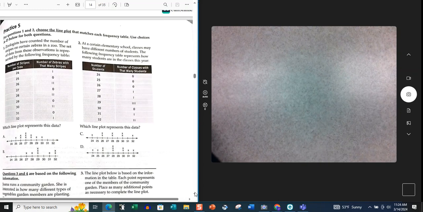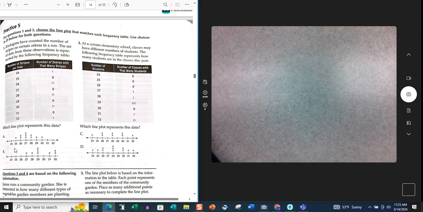Zoologists have counted the number of stripes on certain zebras in a zoo. The set of data from these observations is represented by the following frequency table. Okay, as you see here, we have the number of stripes, and we have the number of zebras with that many stripes. It says which line plot represents this data. Okay, so now we have A, B, C, and D. So A and B here, we want to see if this represents what we see here. So this goes from 24 to 32, which we see here.